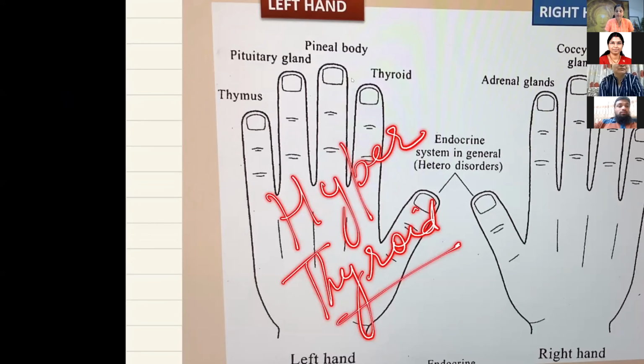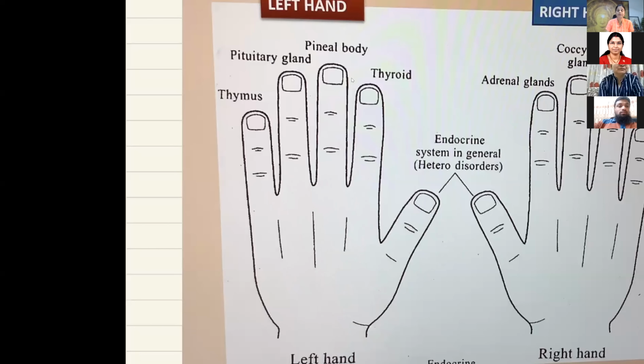So now you will see the endocrine gland on the hand and on the foot. If the endocrine gland has yang symptoms, hetero symptoms, we treat on the hand. If the endocrine gland has homo symptoms, then we treat on the foot. So if a person has hyperthyroid, we will treat here.